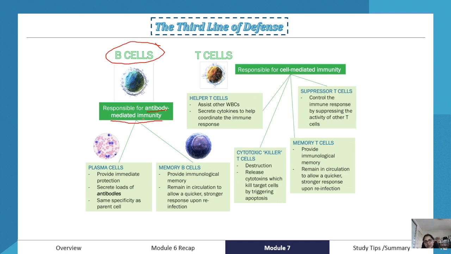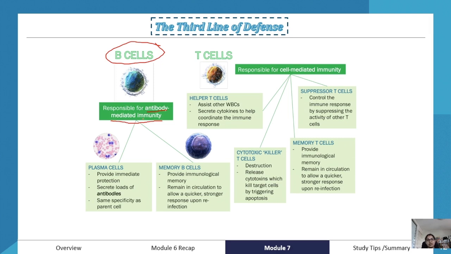And what happens is we've got two types of B cells. So B cells differentiate into two types of cells. They differentiate into either plasma cells, which provide immediate protection. It secretes loads of antibodies, and it has the same specificity as the parent cell.